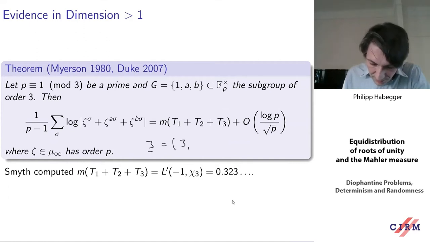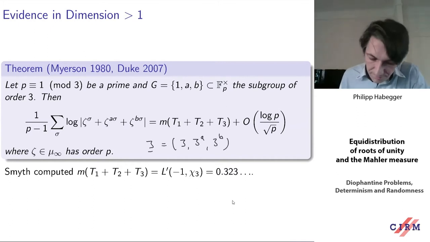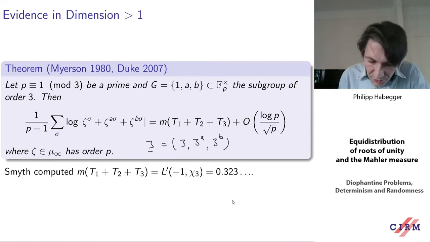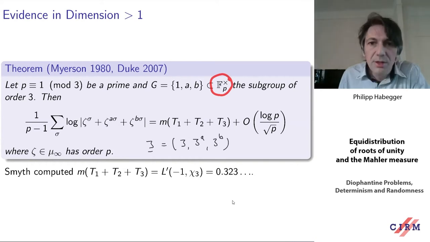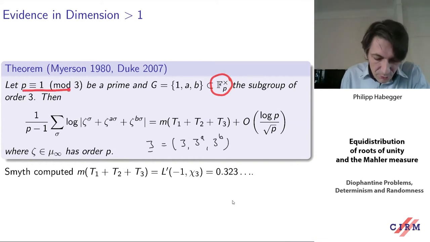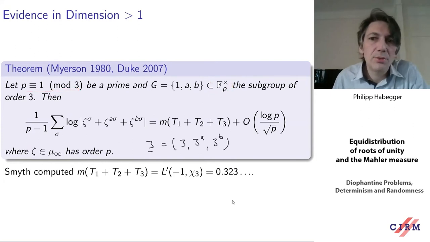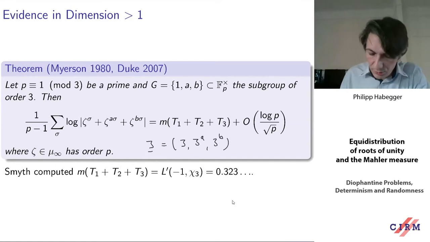We look at zeta, zeta to the a, zeta to the b. The whole packet has order p. And a and b are only defined modulo p, which is good enough for us because zeta is a root of unity of order p. And a and b are the non-trivial elements in the unique subgroup of order 3 in the multiplicative group F_p star. And this, of course, requires us to suppose p is congruent to 1 mod 3. Then there is a unique subgroup of order 3 in F_p star. Take that group, we take the two non-trivial elements, and then we look at this tuple.